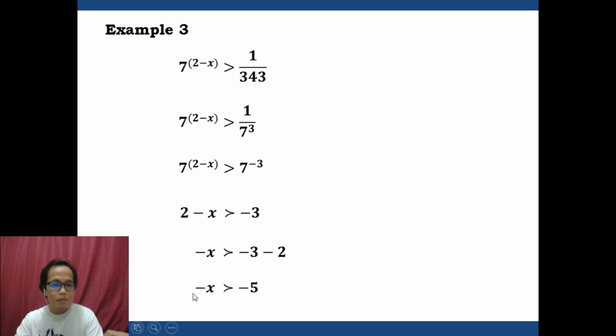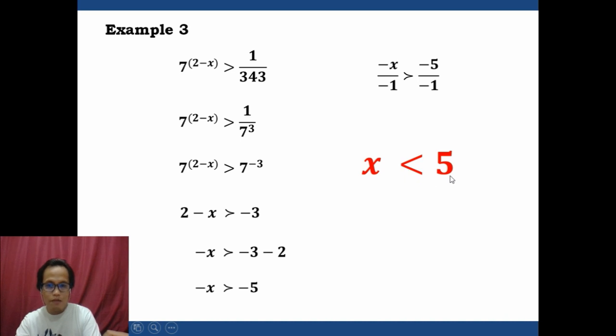Now, karon the x here is negative. So, kay negative man, atong i-divide og negative 1 aron siya ma-positive, kay dili man pwede ang x negative. Kinahanglan ang variable nato always positive. So, aron ma-positive siya, atong i-divide og negative 1. It's either i-divide og negative 1 or i-multiply og negative 1. Now, karon kay nag-divide man tag negative nga number, the x here becomes positive, pero ang atong greater than symbol becomes less than. So, negative 5 divided by negative 1 is positive 5. So, our answer is x is less than 5.